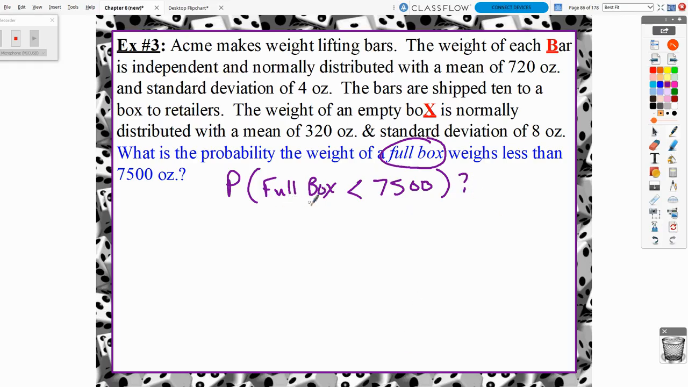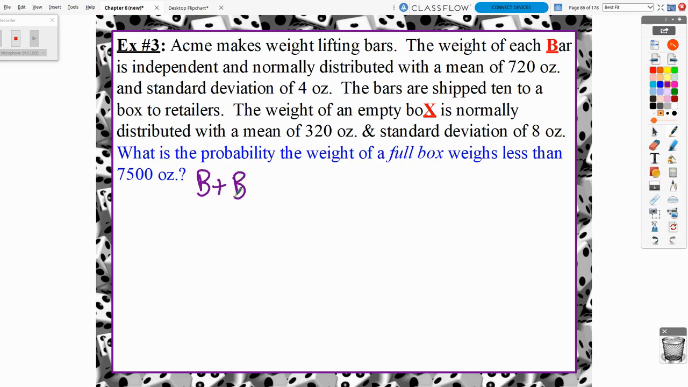Now, again, we need to talk about what does a full box represent. So a full box, we said the bars are shipped 10 to a box. So we're going to put 10 bars in a box. So we don't just have one B for a bar, we have 10 Bs for a bar. But can I call 10 bars put together 10B? Can I do that algebraically? And no, because not every bar is the same exact weight. There is a standard deviation to them. So the bars will vary a little bit in weight. So I can't say that bar plus bar plus bar plus bar 10 times is 10B. That's not true.